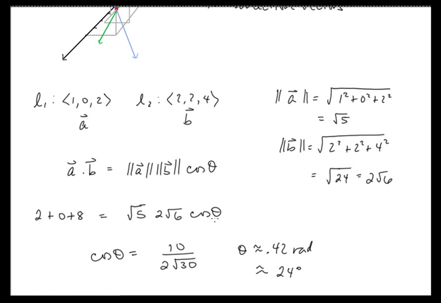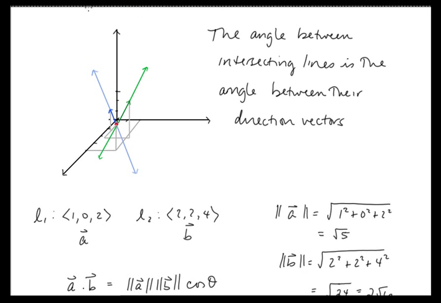So let's make our computations. A dot B is 10. Length of A is radical 5. Length of B, 2 radical 6. So we get cosine theta is equal to 10 over 2 radical 30. Theta is approximately 0.42 radians, or approximately 24 degrees. So that tells us that this angle theta is approximately 24 degrees.